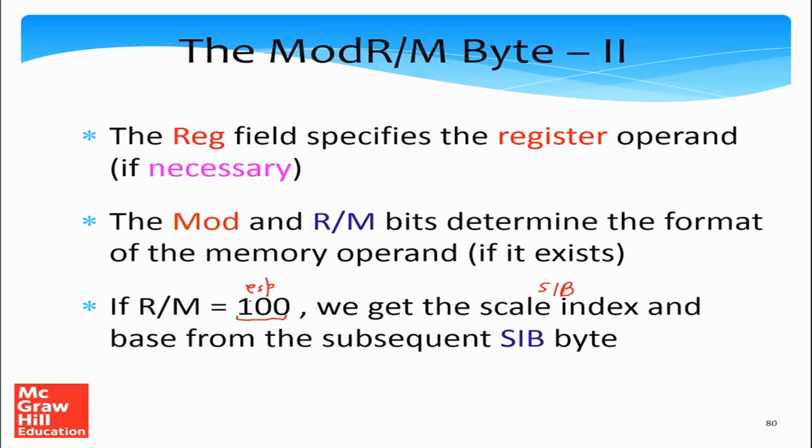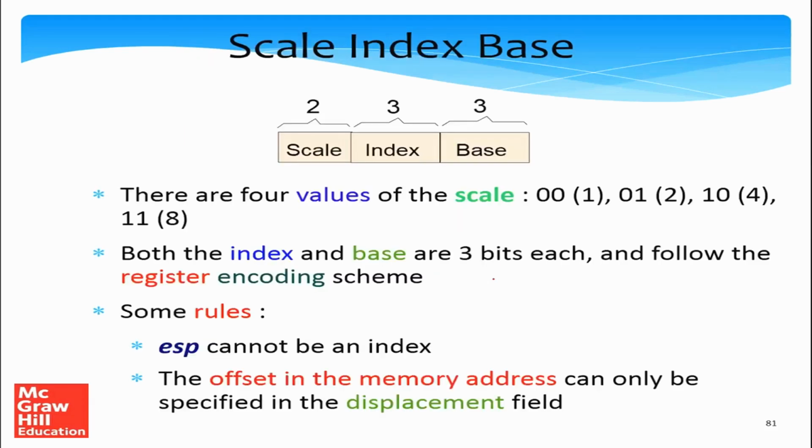So let us ignore this part and look at the contents of the SIB byte. And the SIB byte should encode a memory address of the form with a scale, an index, and a base. So something like EAX plus 2 times EBX. All right. Okay, so let's take a look at the SIB byte, the scale, index, and base.